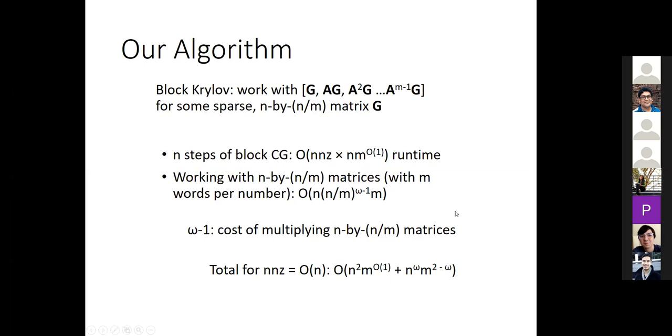What I meant is, why don't you, instead of G, AG, A squared G, make them all uncorrelated? That's basically my question. Yeah, so notice that I only want to multiply one n by n over m matrix.